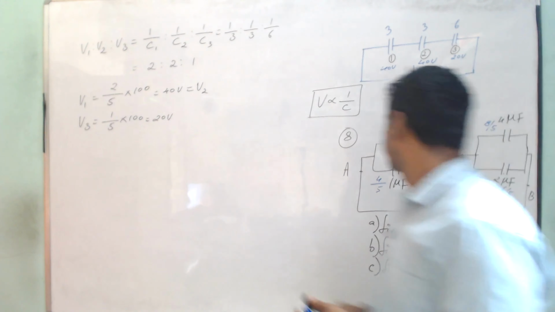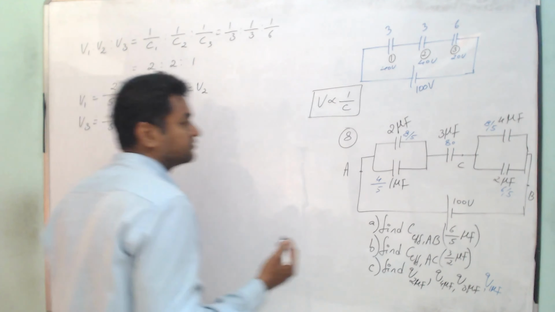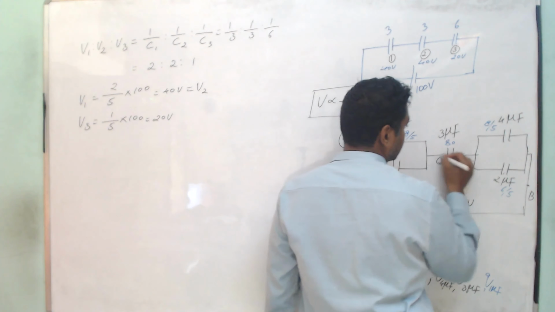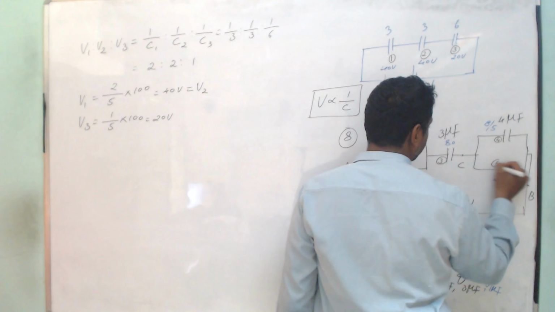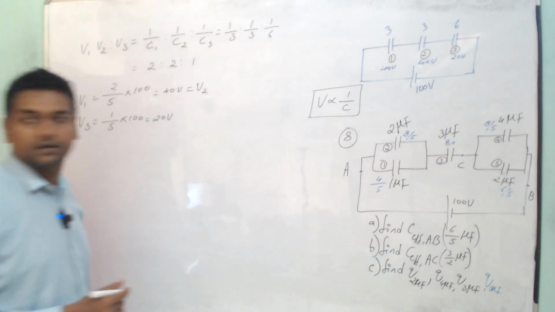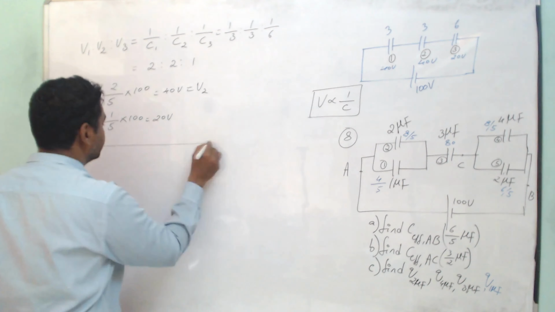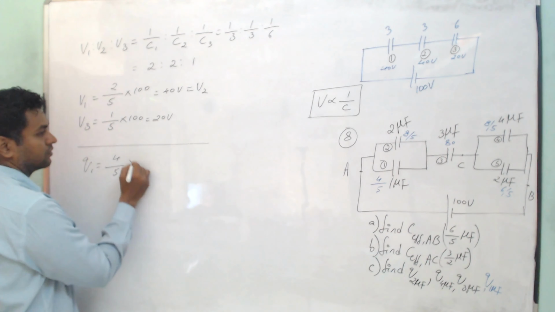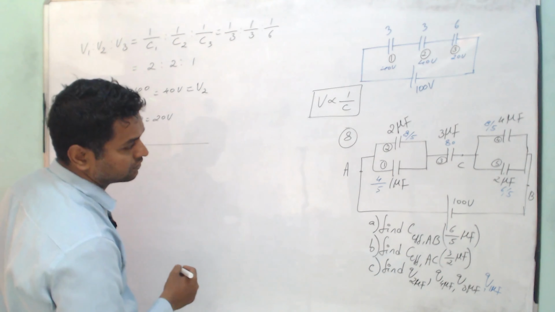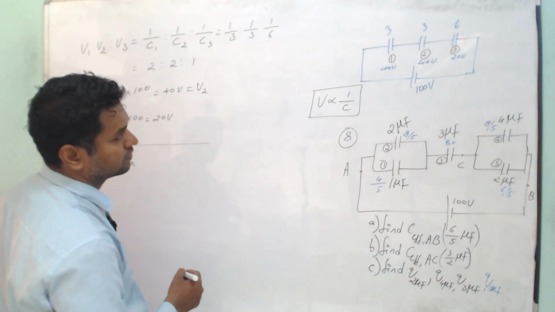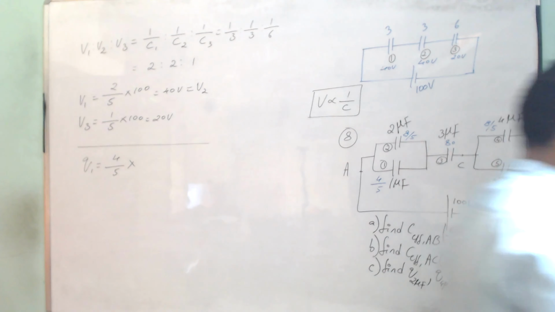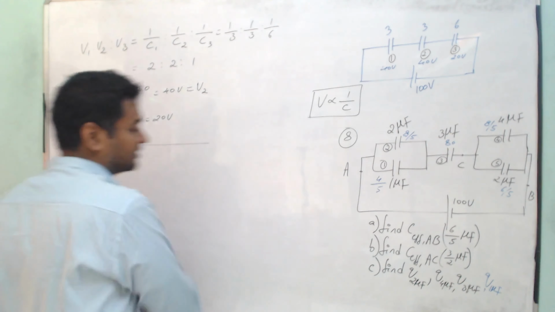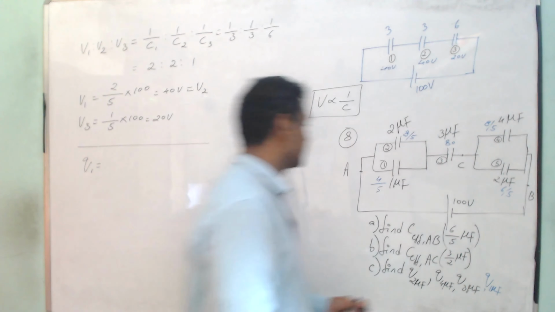Now substitute, let us give numbers to these: 1, 2, 3, 4, 5. Okay? Fine? So tell me what should be Q1. No, 4 by 5 is your answer. Yes, sir. Q is equal to CV. Tell me what is Q1.